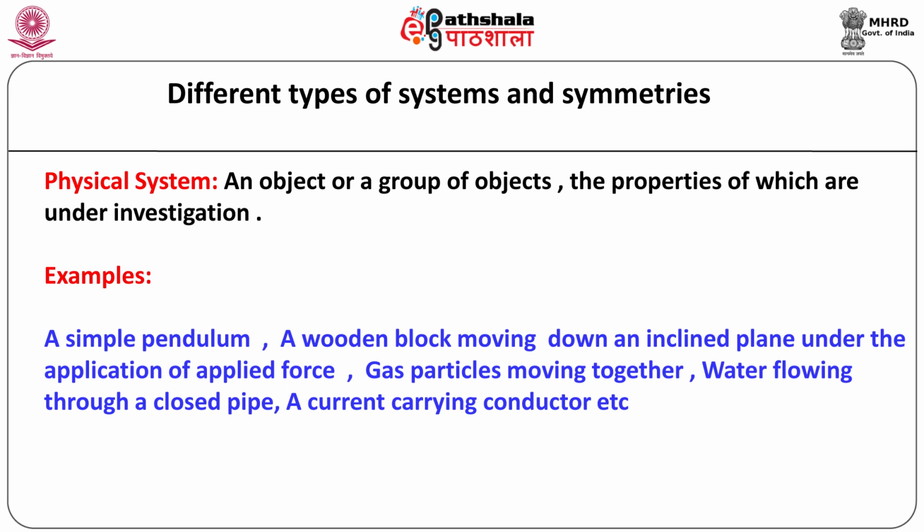We know a simple pendulum. We might be interested in deriving a formula for its time period. One may be interested in knowing the time needed for a wooden block in moving down an inclined plane through a specified distance under the action of gravity. All such are examples of physical systems. We may describe a physical system as an object or a group of objects, the properties of which are under investigation. As an exercise, will you try to name 10 examples of physical systems?